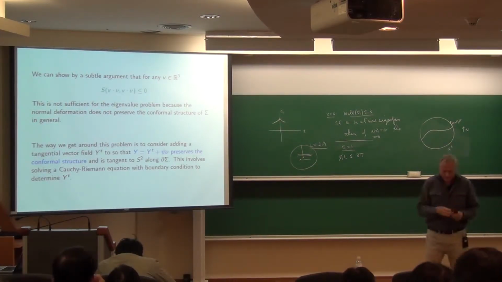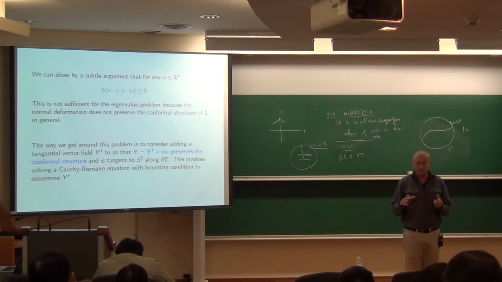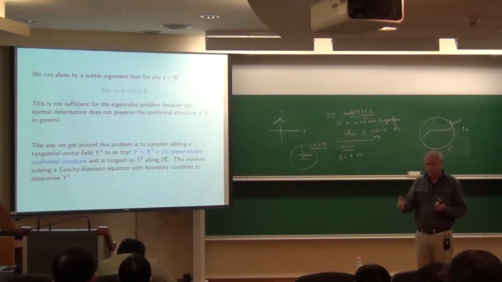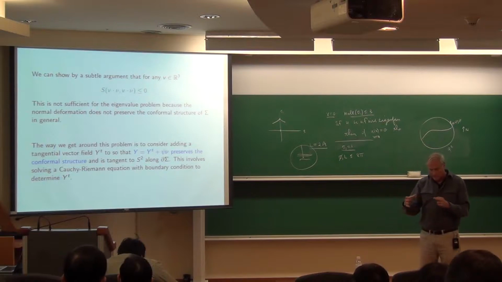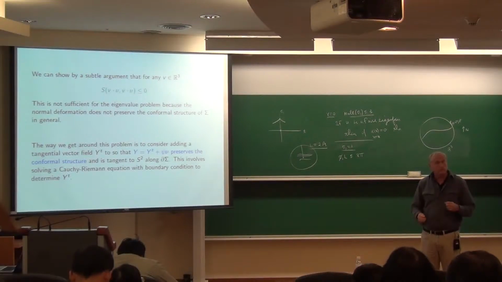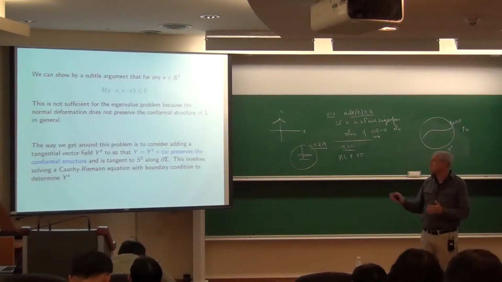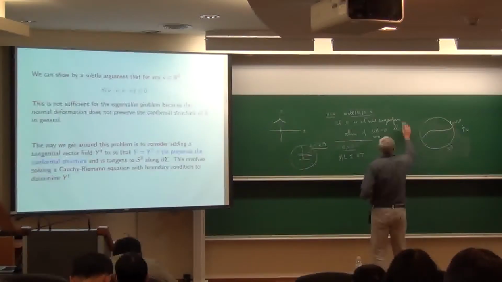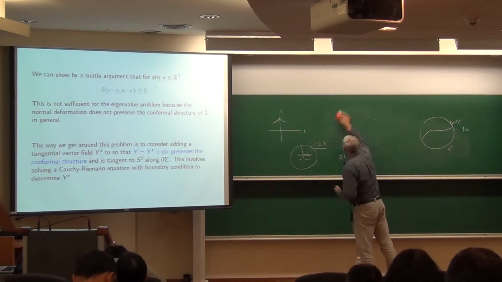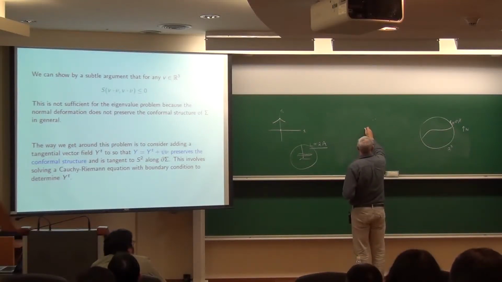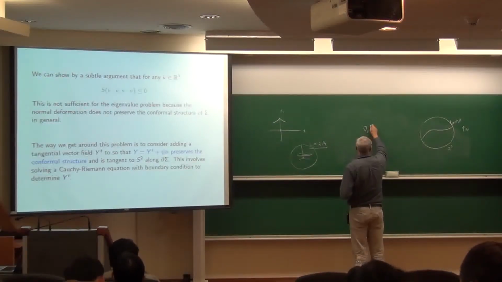Now the problem we looked at is relating the second variation of energy to the second variation of area. Suppose we take a normal vector field, psi times nu. Can we add a tangential part to it so that infinitesimally the deformation preserves the conformal structure? It turns out it's just an equation for the corresponding vector field y.